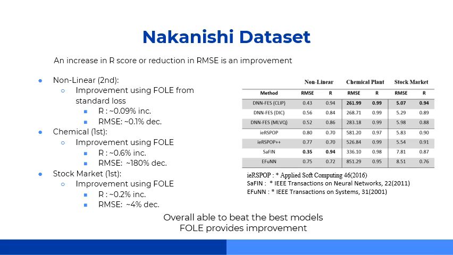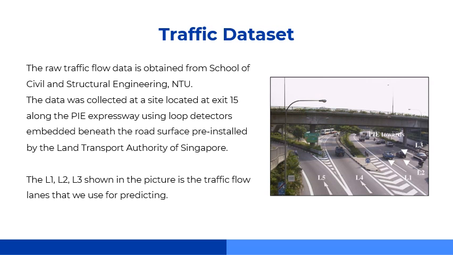For the chemical plant and the stock market dataset, the model comes first, beating the current state-of-the-art models which have been published in top journals such as IEEE. A summary of the effectiveness of the FOLE is provided on the left. Overall, it is able to improve upon the RMSE by reducing it and increasing the R-score as compared to using a standard MSE loss. The traffic dataset is unique in terms of the nature of its collection.